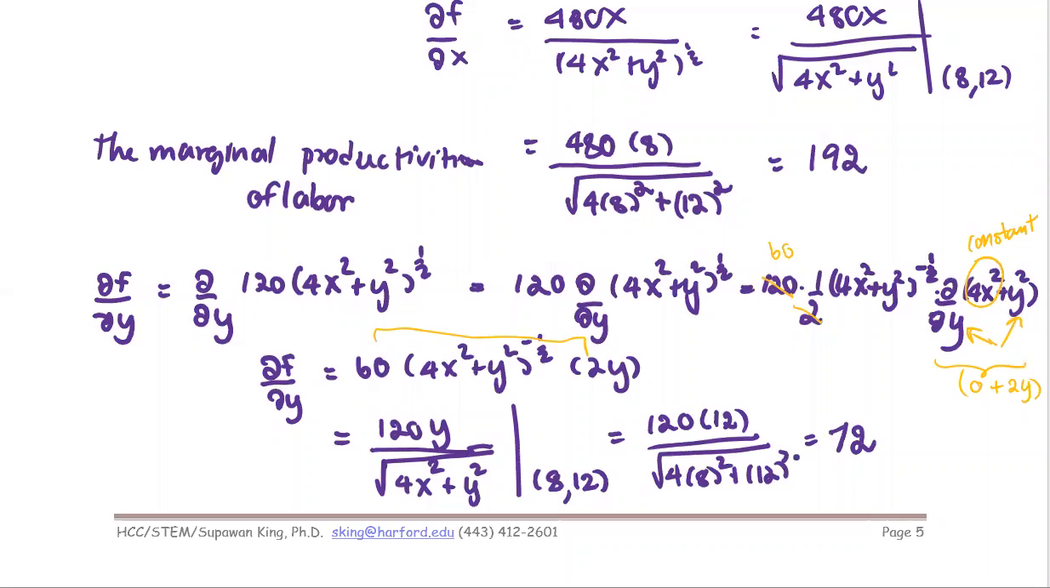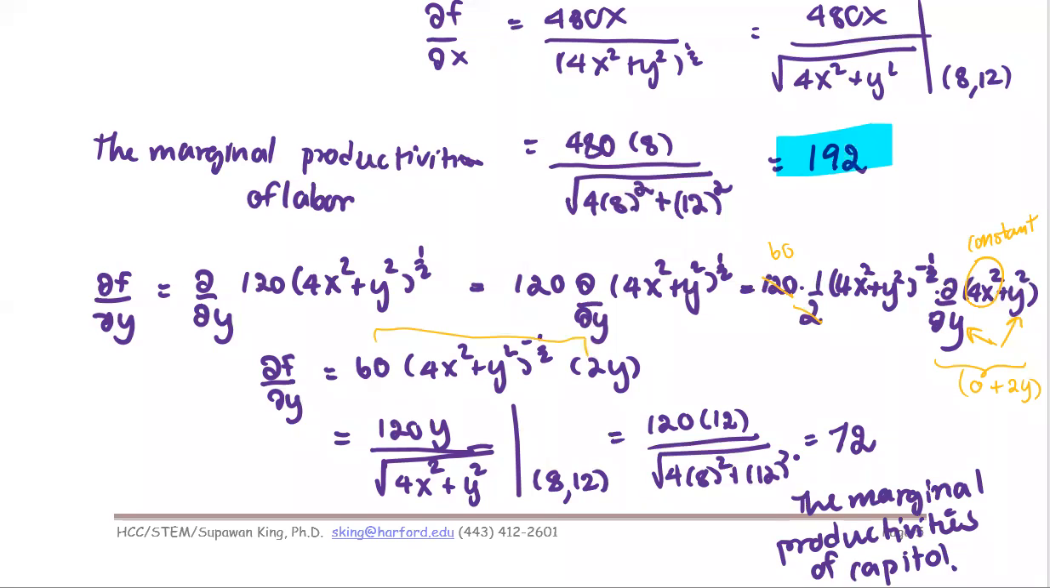You guys check the number for me. So this is the marginal productivity of capital. I got 72 too. That's good. So we got two numbers: this one is for labor, and this one is with respect to the capital.